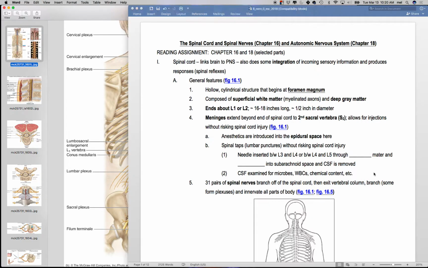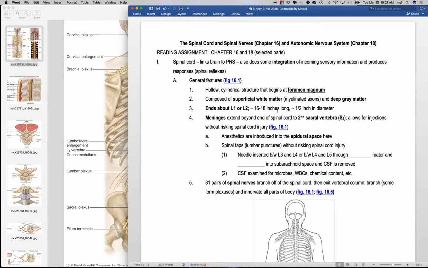So because the spinal cord ends at L1 or L2, it ends up being about 16 to 18 inches long, but that's variable based on your height, right? So if you're a professional basketball player and you're like 7.5 feet tall, it doesn't end right here. It grows as you grow. It still ends at about L1 or L2, so its average is about 16 to 18 inches long.